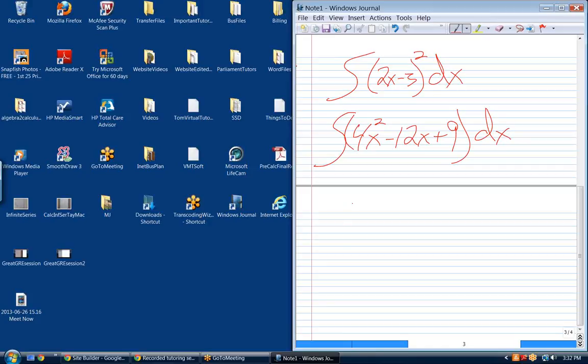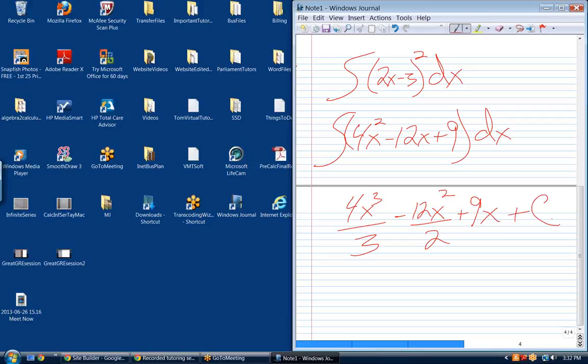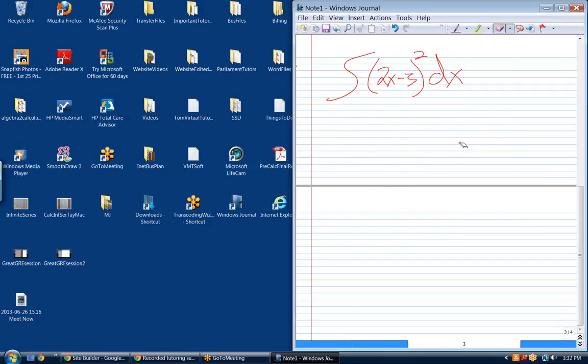Okay, yeah, so that would just be 4x cubed over 3 minus 12x squared over 2 plus 9x. Plus c if it was an indefinite integral. Okay, well that was pretty easy. So let's move on to the next one then.